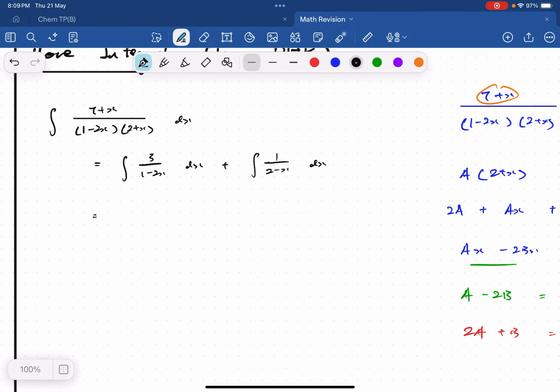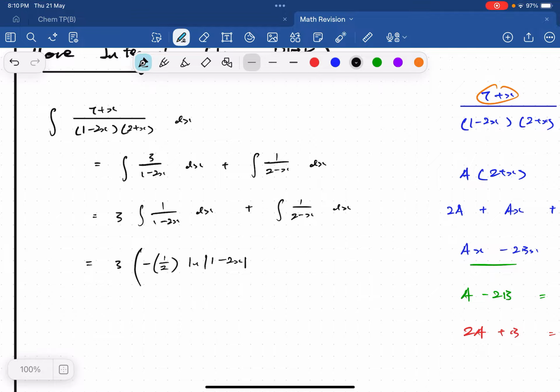Because I have split it now into two integrals, do you notice that both of these can be integrated using the standard ln forms? If I want to make my life even easier, I will make the numerator here 1. This one, the numerator is already 1. And basically, my coefficient of x here is minus 2. So when integrating, I always need to take the reciprocal. And then ln, remember your modulus sign.